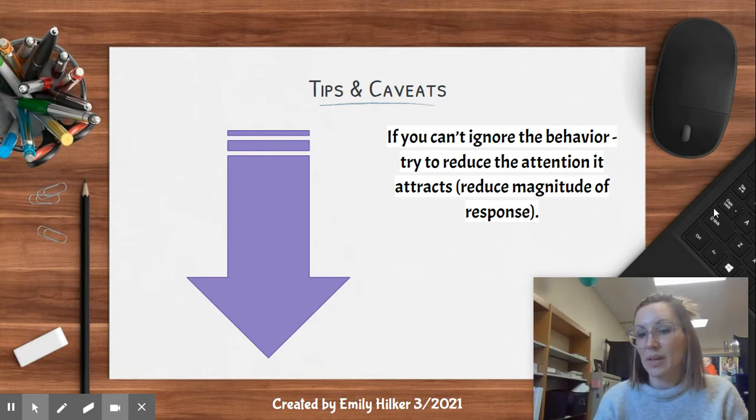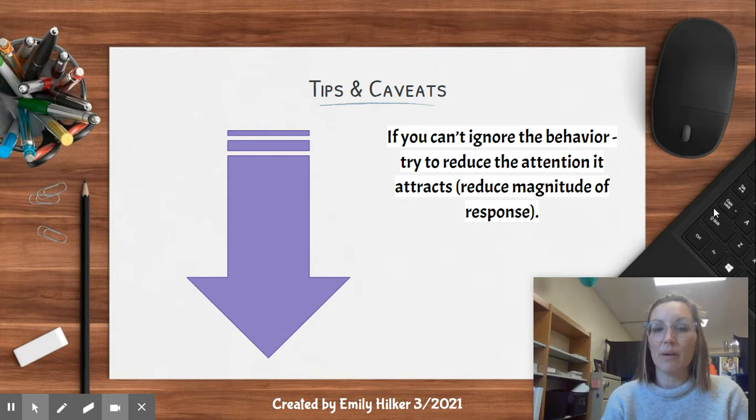If you can't ignore a behavior completely, then you want to reduce the amount of attention that it's getting in the most dramatic way that you can. And maybe there are times that you're going to have to correct and address a behavior, and you can't completely ignore the student when they show that behavior. You really need to think about how you could reduce the magnitude of the response. Maybe that's by reducing the peers responding to it, reducing how many adults respond to it, or even just the way you respond. Maybe you don't respond verbally anymore, you give a look or a gesture.